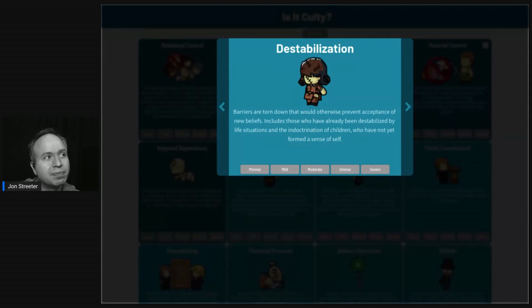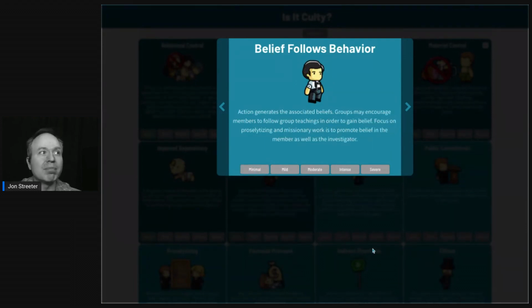Okay. Belief follows behavior. Action generates associated beliefs. Groups may encourage members to follow group teachings in order to gain belief, with a focus on proselytizing and missionary work to promote belief in the member as well as the investigator.